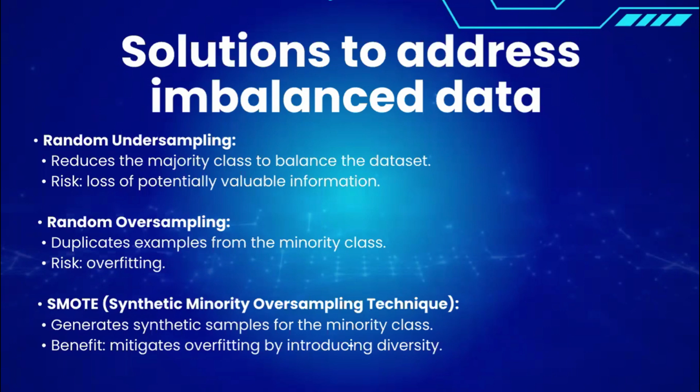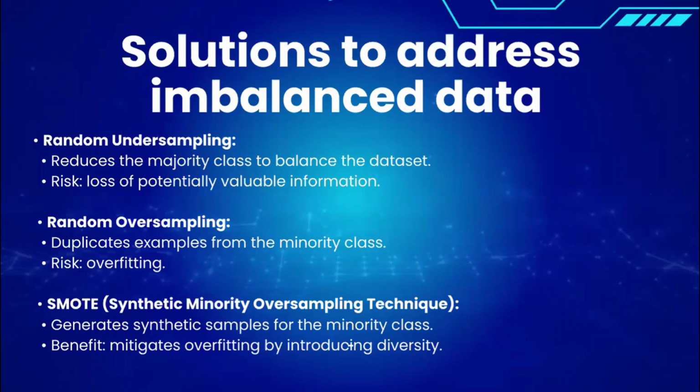So the first one is random undersampling. Here we reduce the number of samples in the majority class by removing some data points. The advantage of this solution is that training becomes faster, but the disadvantage is that information can be lost, which can lead to underfitting.